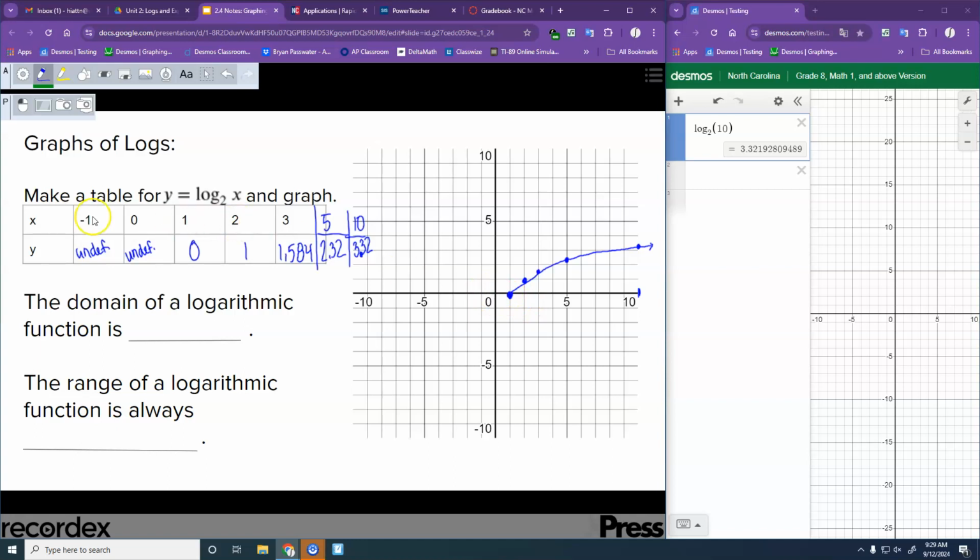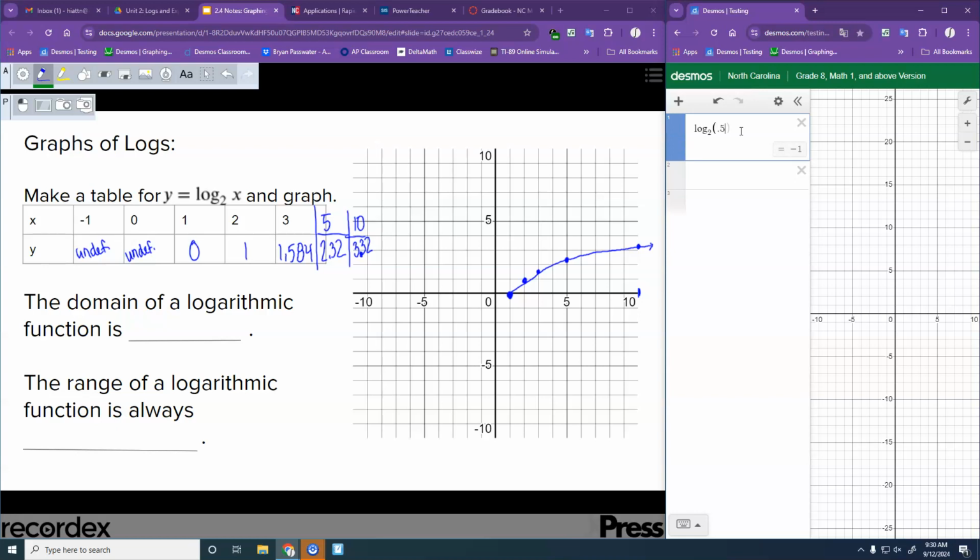When I plugged in 0 and -1, I got undefined. Like, what if I plug in like -5? Still undefined. -10, undefined. Does it look like negative numbers are working? It does not. All the way to 0, I think I've got nothing. What about between 0 and 1? Let's give me a number between 0 and 1.